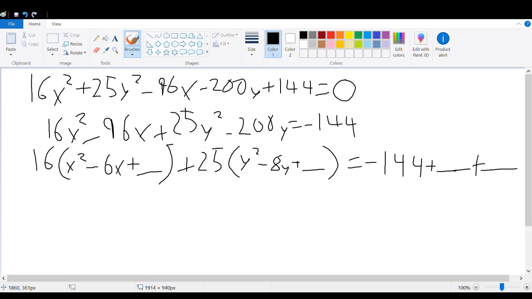So, we're going to figure out what each of these blanks are. And I'm not going to explain this. I already said this like 3 times. Negative 6 divided by 2 is negative 3. Squared is 9. So, 9 goes here. Negative 8 divided by 2 is negative 4. Negative 4 squared is 16. And then we have to apply the 9 to the 16.